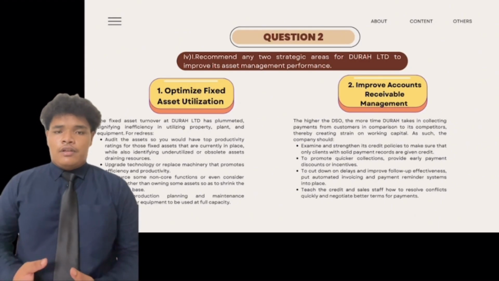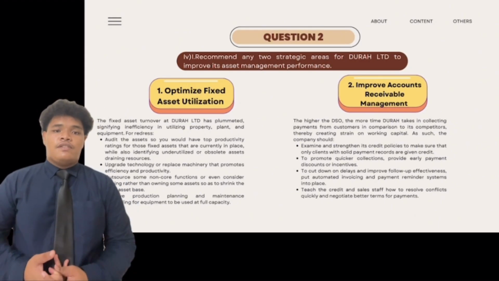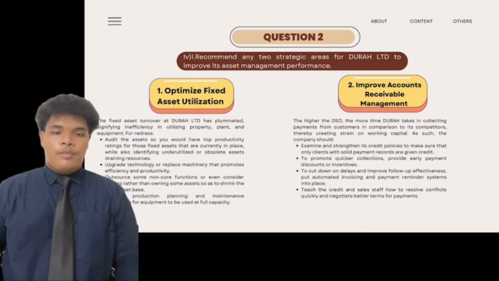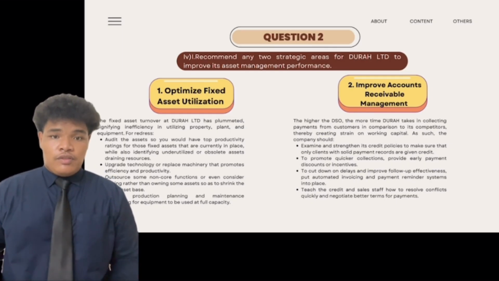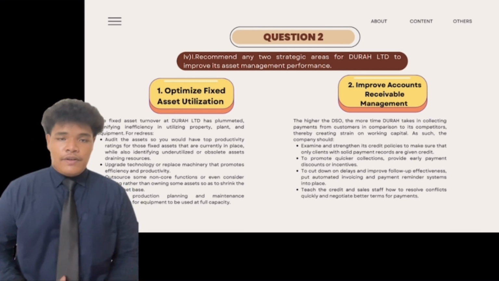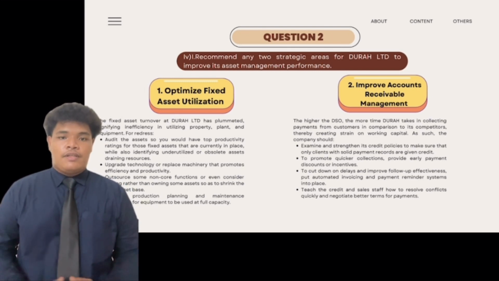Consider outsourcing non-core activities or leasing instead of owning certain assets. And improve maintenance and production planning to maximize equipment usage. This action can help the company generate more revenue without increasing its asset base.